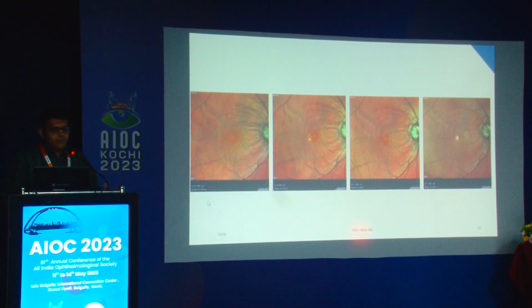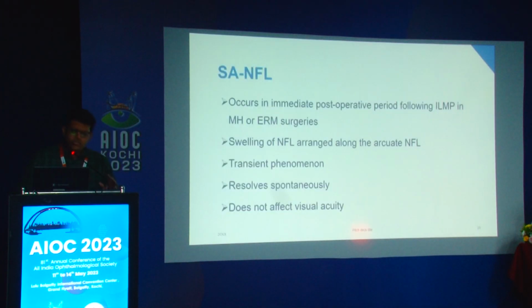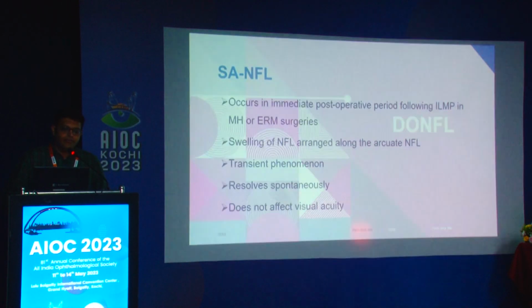These are multicolor images of the same patient, where you can see these radiating lines which are happening immediately postoperatively, and over a period of time they start resolving by themselves. These are the OCT photographs, where you can see that the SAN-FL keeps decreasing over a period of time. So it happens in the immediate postoperative period. It is the swelling of the nerve fiber layer along the arcuate nerve fibers. It is a transient phenomenon. It resolves spontaneously and does not affect the visual acuity.